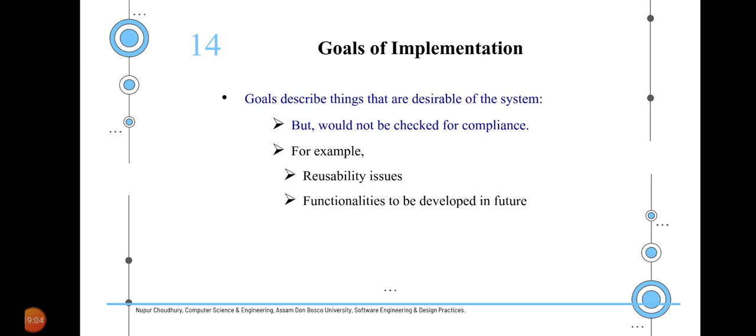We will look at an example of an SRS in our next part.